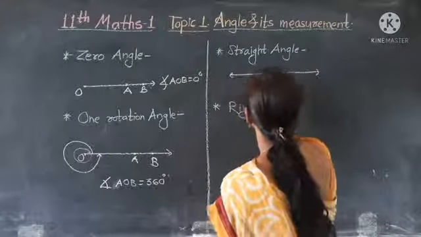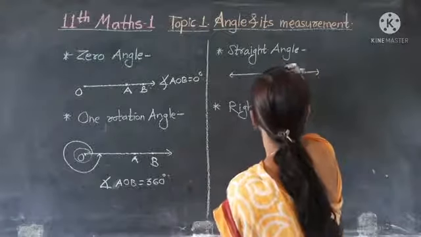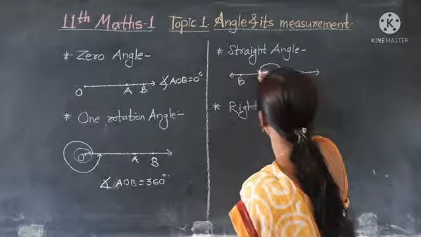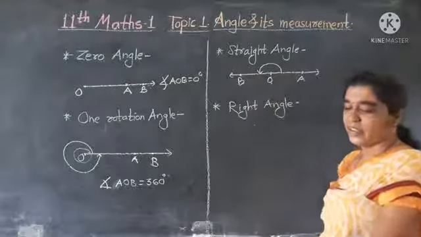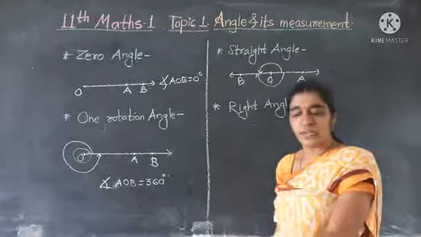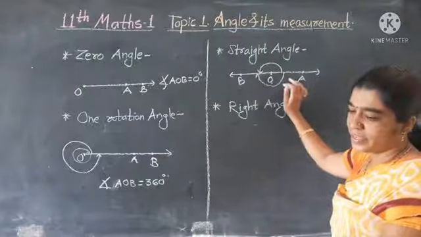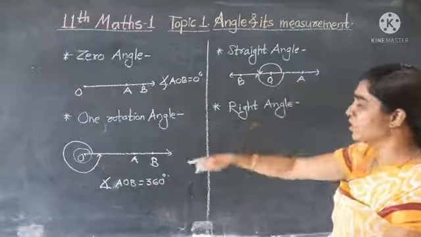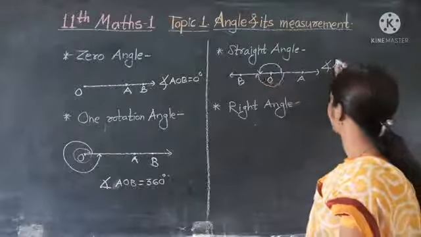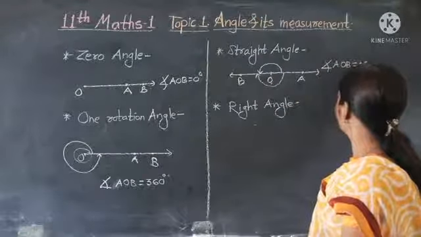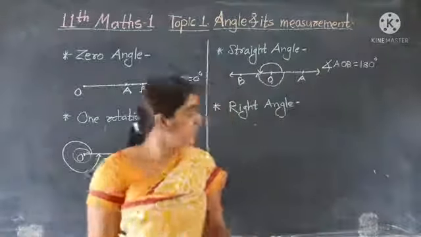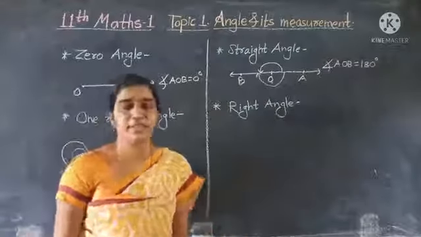Then straight angle. See, this is OA. If OA rotates to OB, then this angle formed is called a straight angle. Here the straight angle is half of one rotation. Means here angle AOB is equal to 180 degree. Okay, and last is the right angle.